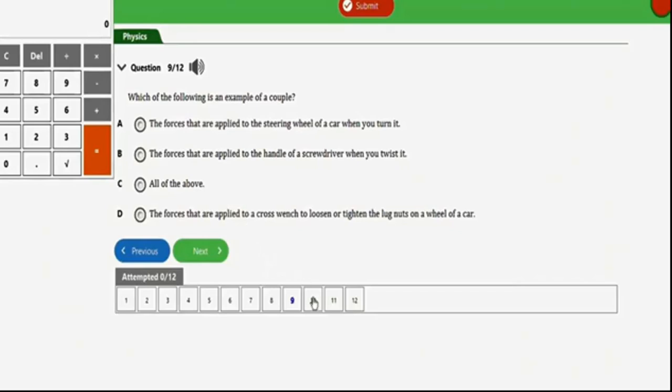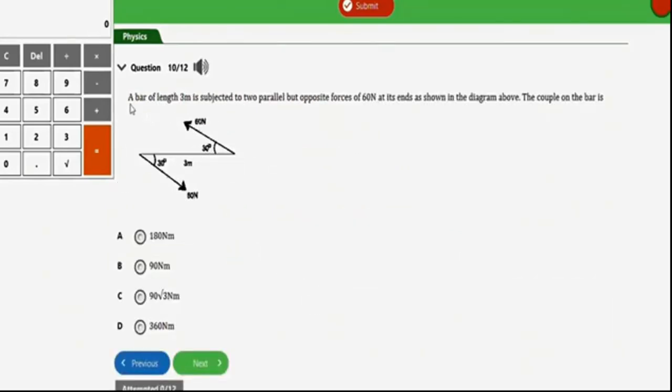The next repeated question will be this one. So the question says, a bar of length 3 meters is subjected to two parallel but opposite forces of 60 Newton at its ends as shown in the diagram above. The couple on the bar is what? So guys, for this particular question, the basic formula for moment of a force is force times distance. So to solve this problem, since we have a bar of length 3 meters subjected to two parallel but opposite forces of 60 Newton at its ends, the force there will be 60 Newton.